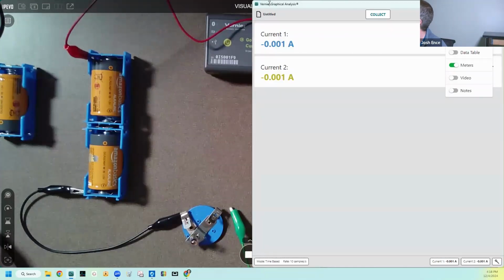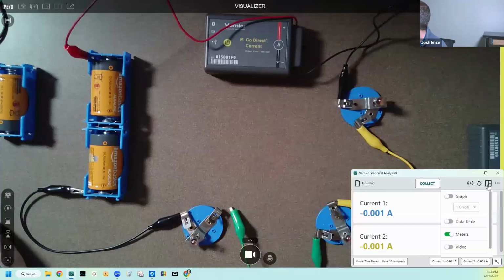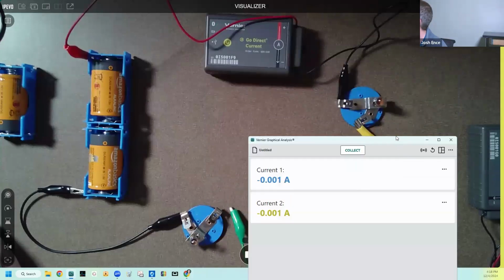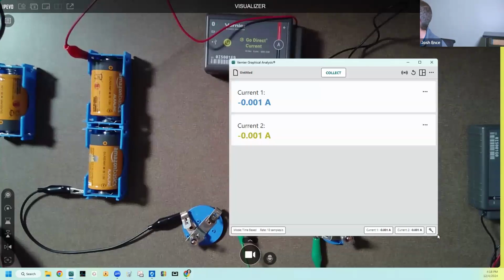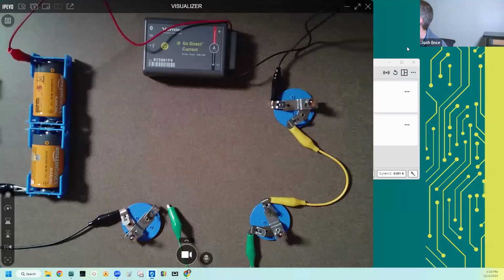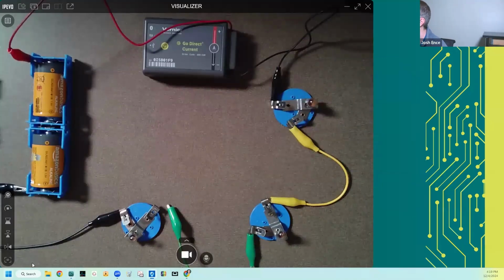I'm going to turn off my graph, and I'm going to make the graphical analysis window much smaller here so that I just have my meters showing. There we go.